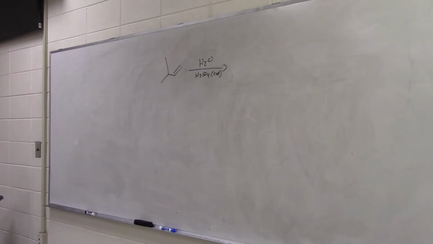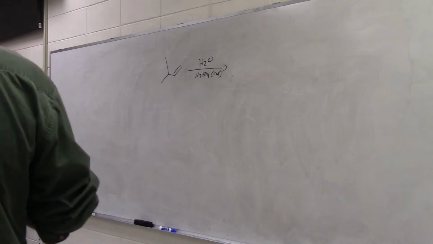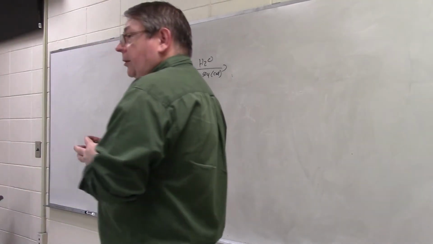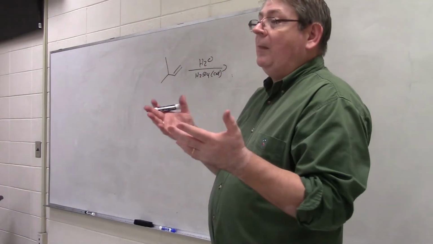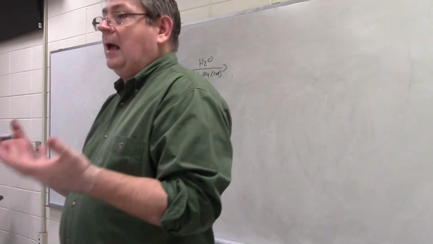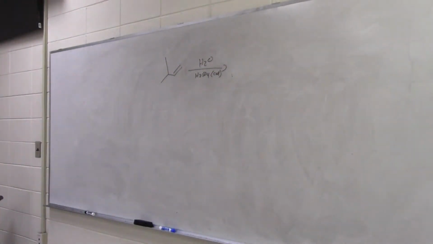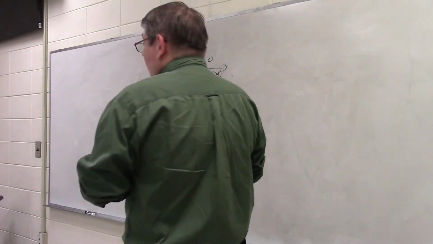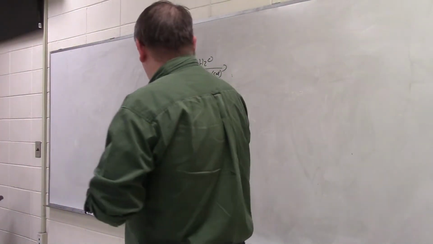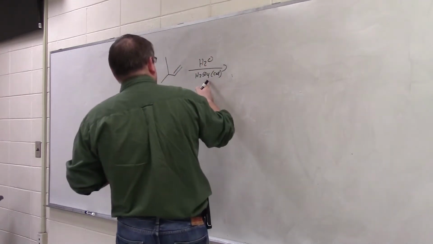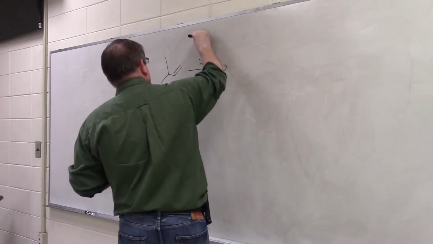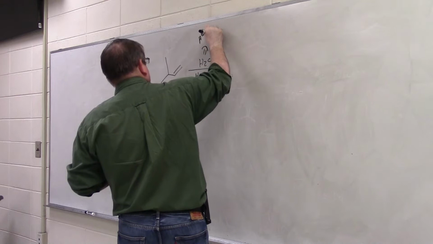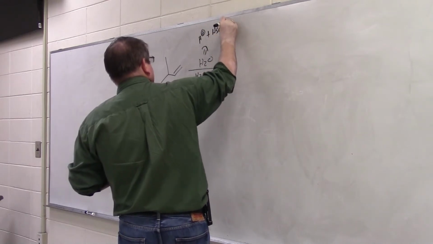What's going to get added across the carbon-carbon double bond? We're going to add water across the carbon-carbon double bond, right? So this is a way to make alcohols. You can take an alkene and add water across the carbon-carbon double bond using water and sulfuric acid. But it's a multi-step process, right? So we've got sulfuric acid, which you can think of as H plus and HSO4 minus.